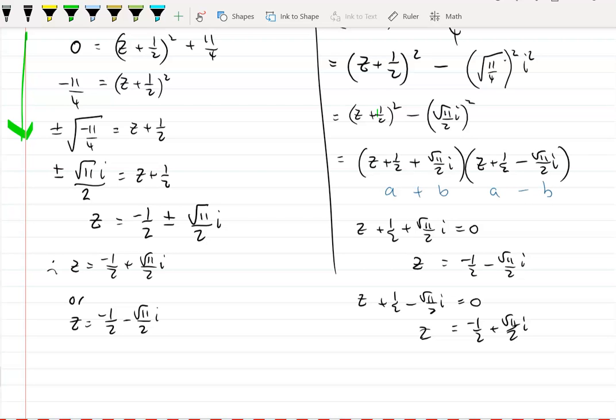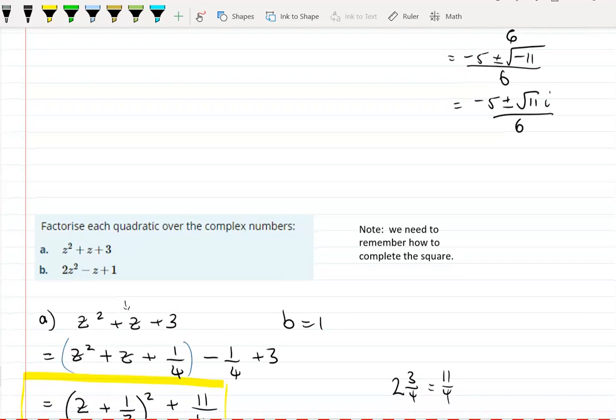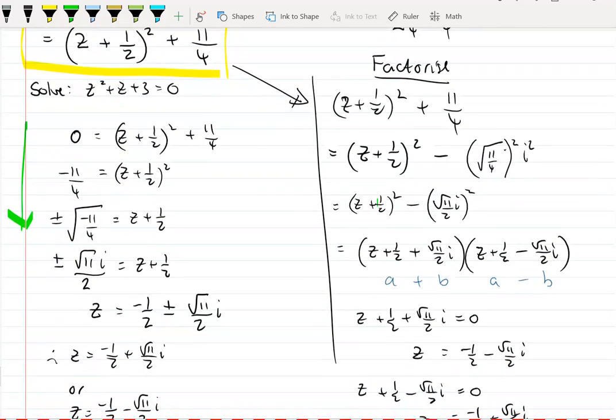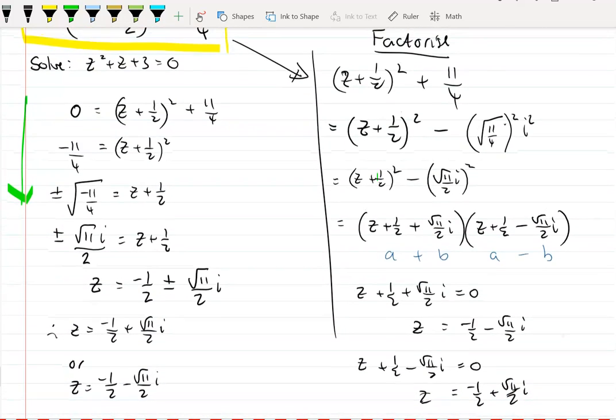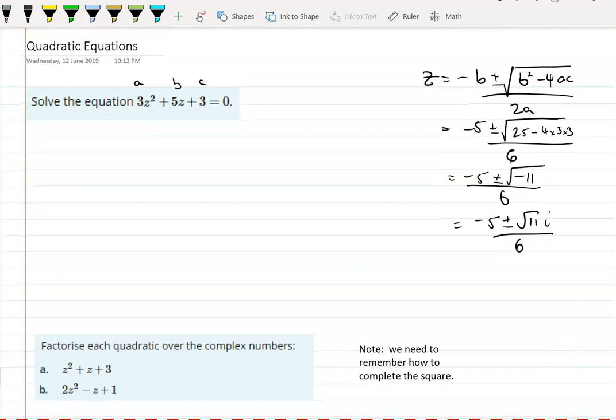Okay, so what I'd like you to have a go at is trying to do the other two. Now notice this one's got a coefficient. So this one's going to be a little bit more tricky in terms of completing the square, but you've done plenty of those in methods, so you shouldn't have too much of a problem. But what I'd like you to do is to then practice the factorising. And then you can go back and have a go at this guy.